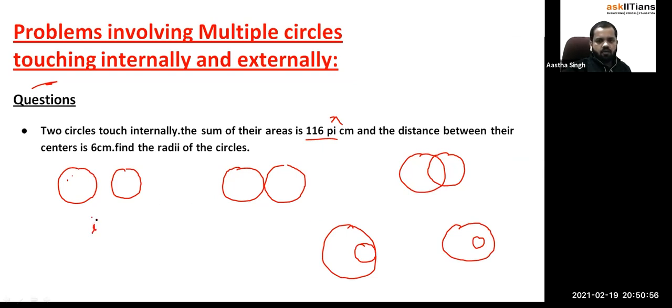Let me tell you, this first one is the first condition, this can be your second condition, then this will be your third condition. Questions can be asked in either form, multiple circles touching internally and externally. Then your fourth one, it does not touch, and then a fifth one.